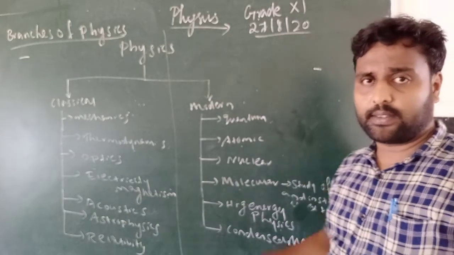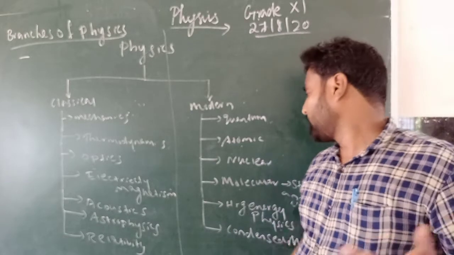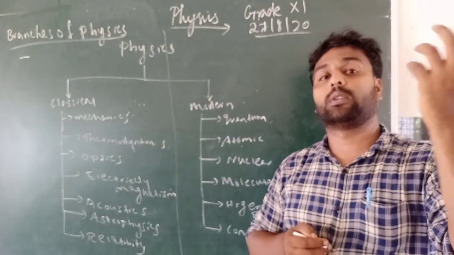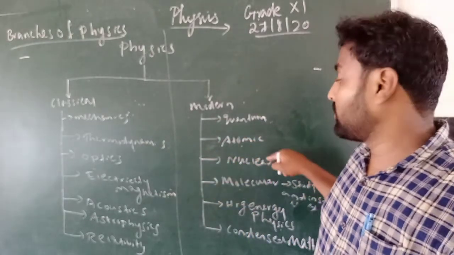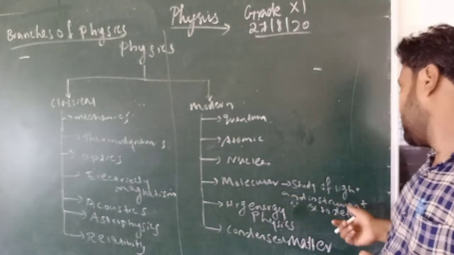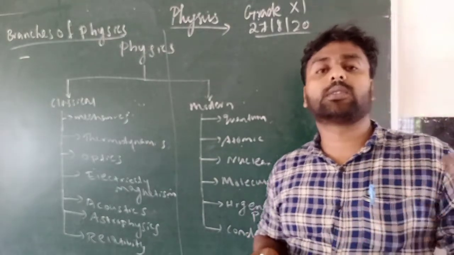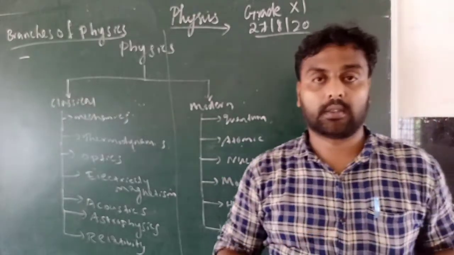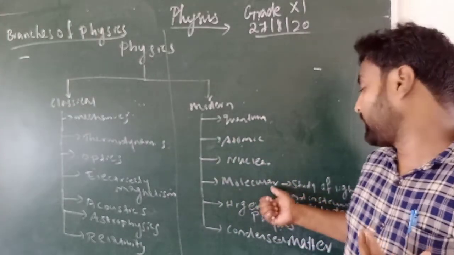Then atomic physics. Atomic physics means studying the structure and the properties of the atom. Then nuclear physics. Nuclear physics means the nuclear bomb and fission producing electricity, and that type of study comes under nuclear physics. Then molecular physics. Molecular physics is a study of light and some of the instruments we use to detect the light, the study of those instruments.